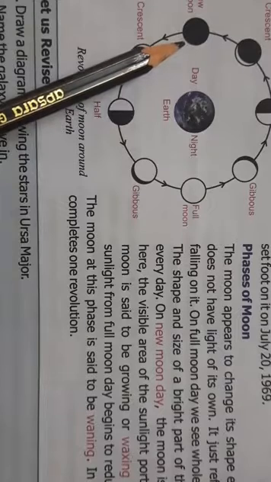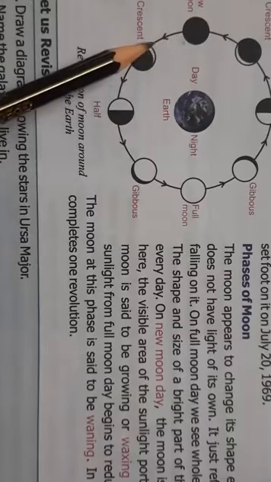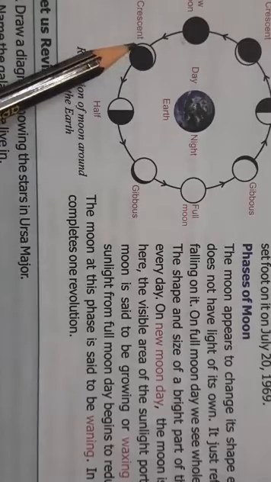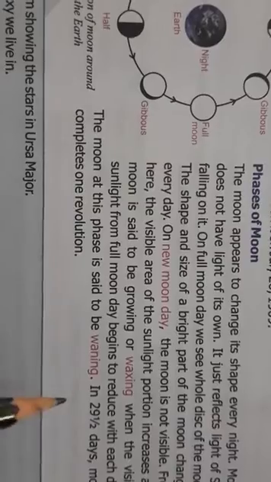From here, the visible area of the sunlight portion increases and the moon is said to be growing or waxing. अब यहाँ से moon का size बढ़ने लगता है. Okay, so this portion is called as waxing.